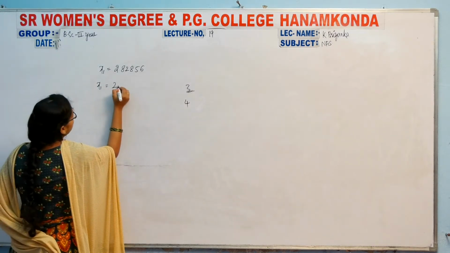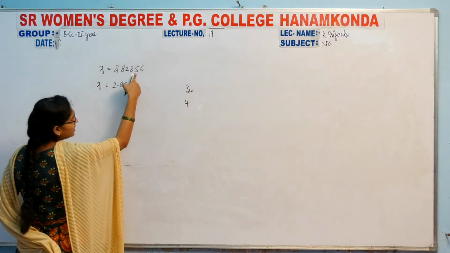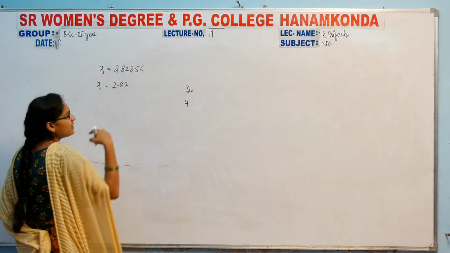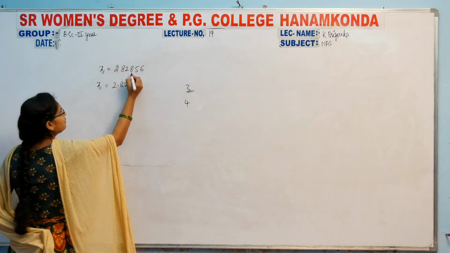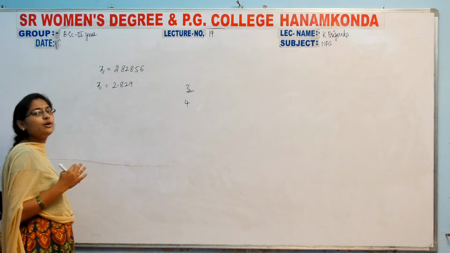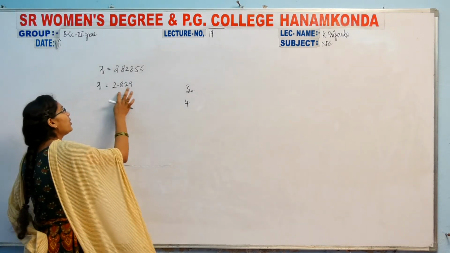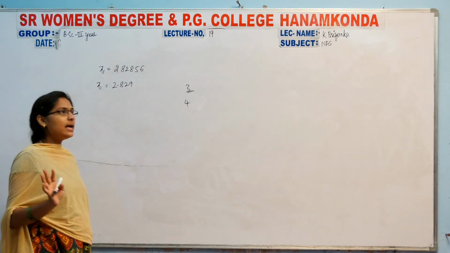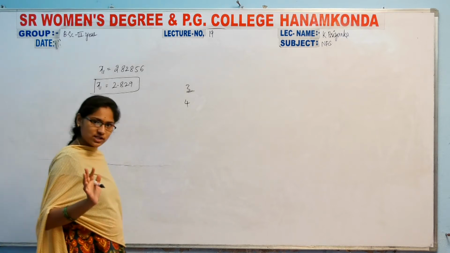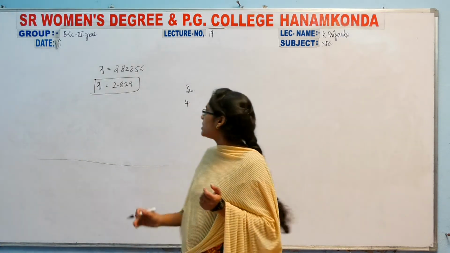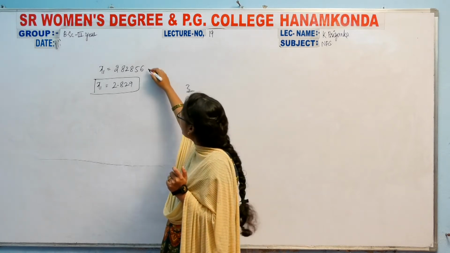x1 equal to 2.828. After that, what do we have? 5. If you have a 5 or greater than 5, then you have to add 1 to the previous number. That is 2.829. Clear? This is the value of x1. Next, for example, you are taking the same value.